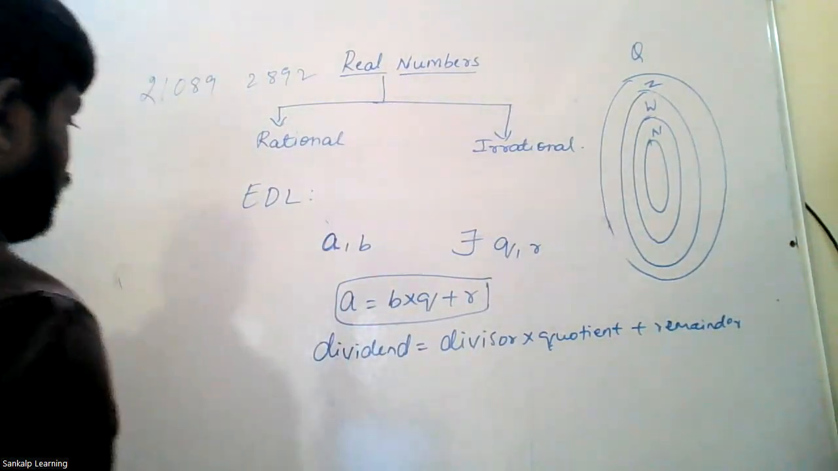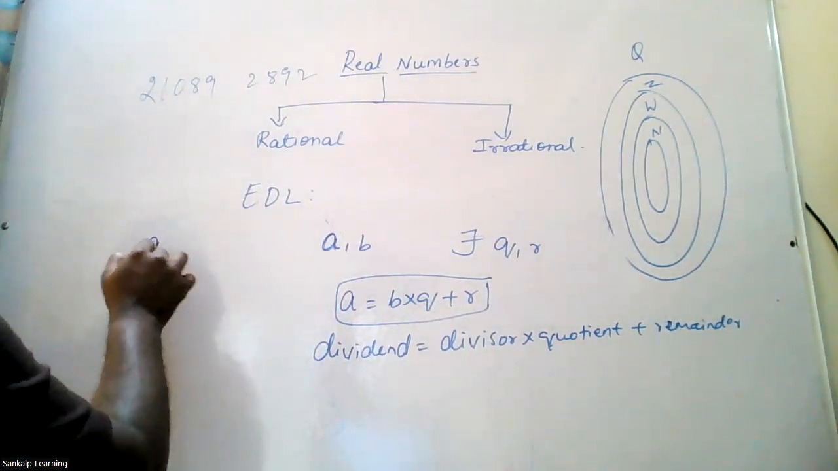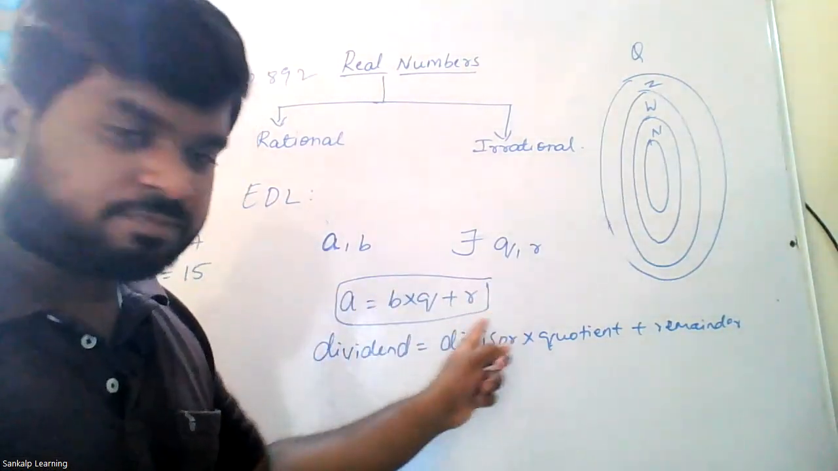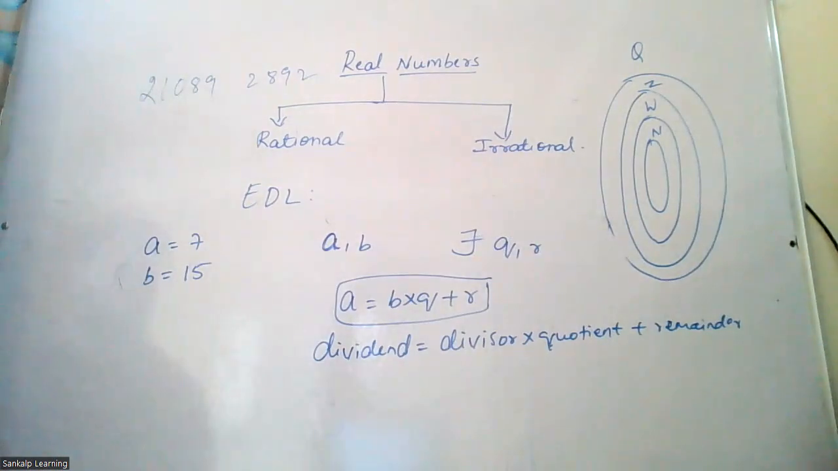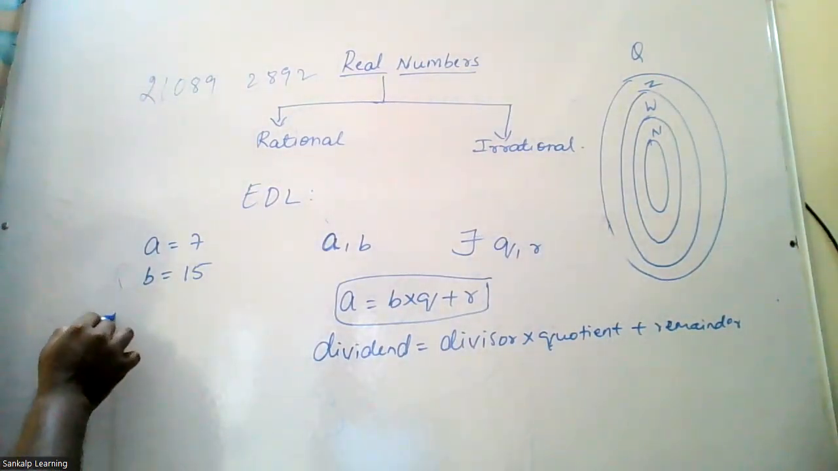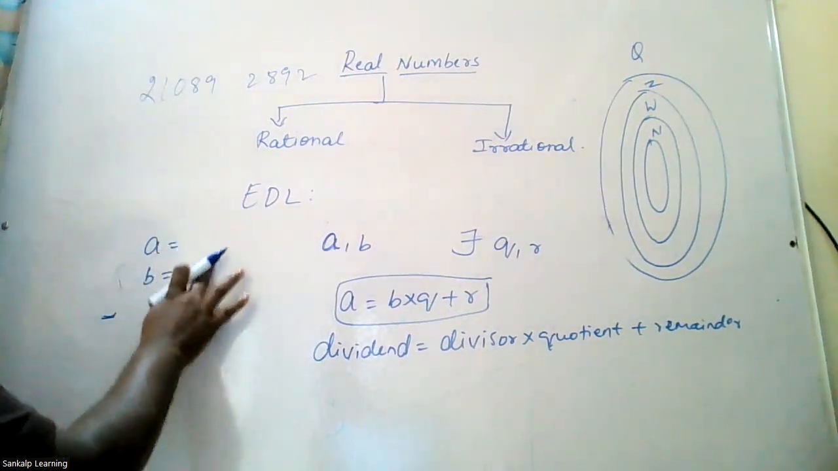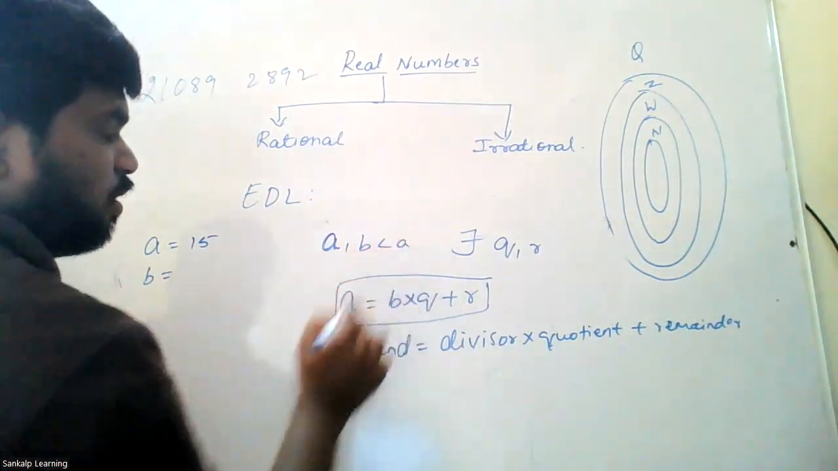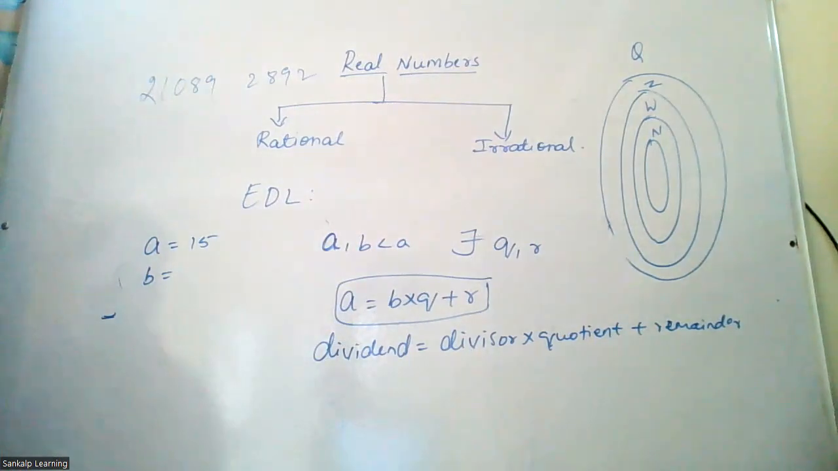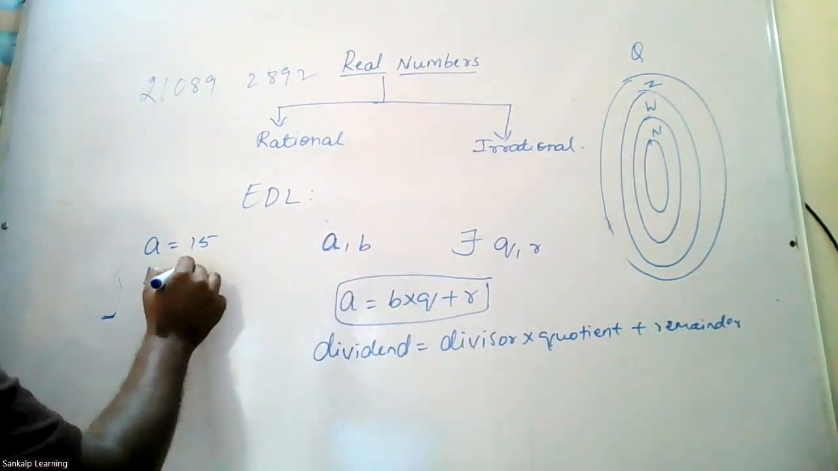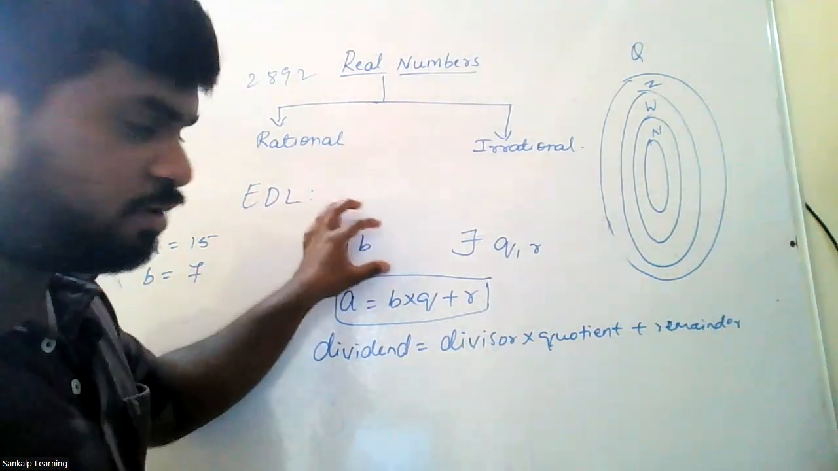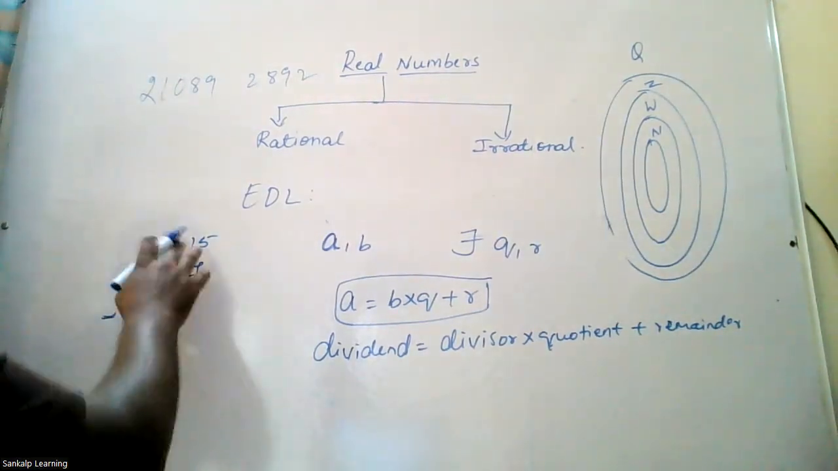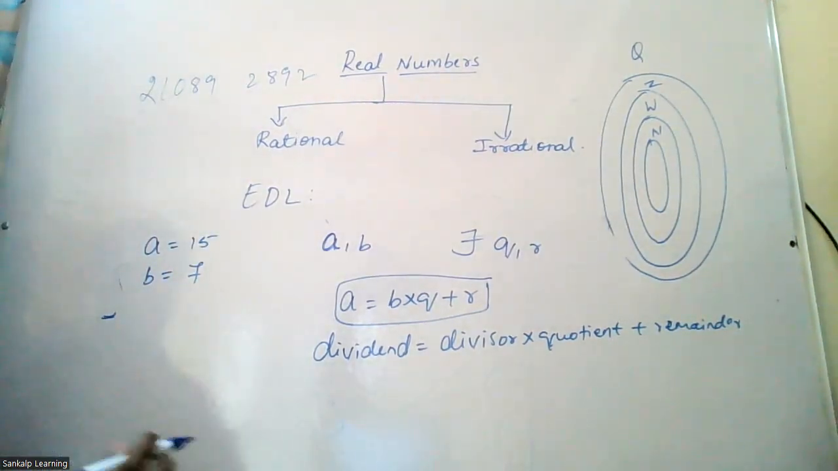Let me take two values, a and b. Let's say a is 15, b is 7. I should have told you there itself: you're selecting two values, a and b. a should be greater than b. It can also be equal, but let's take it like that. That is how we have selected a and b. Now I can get this relation.